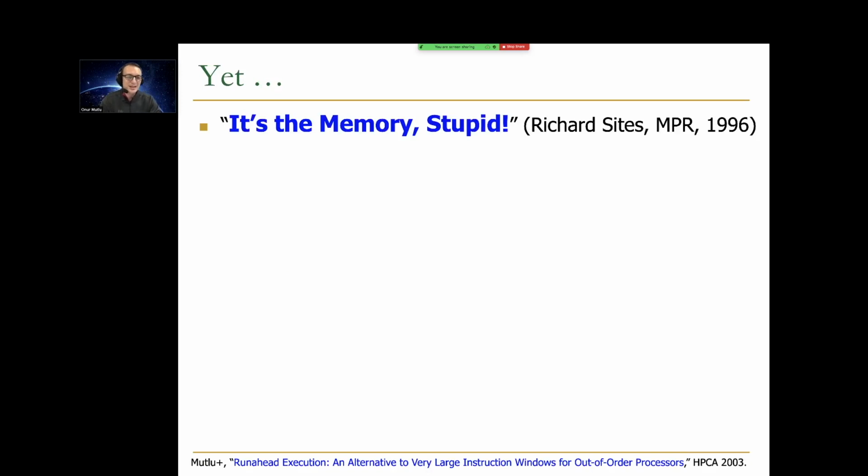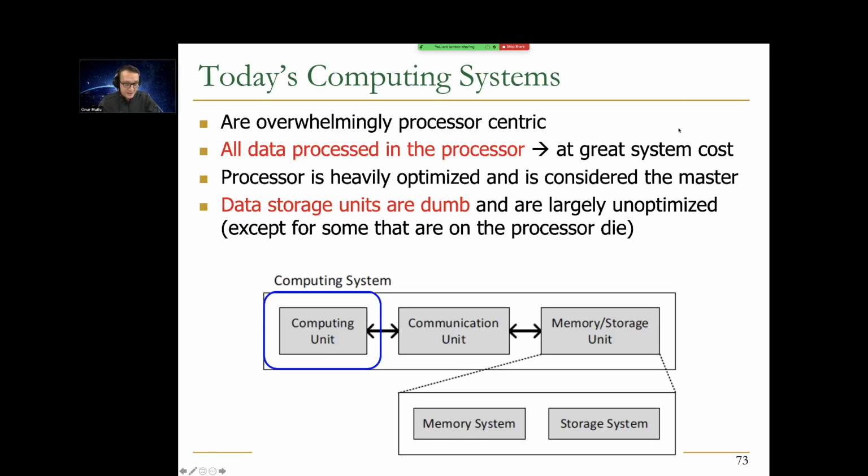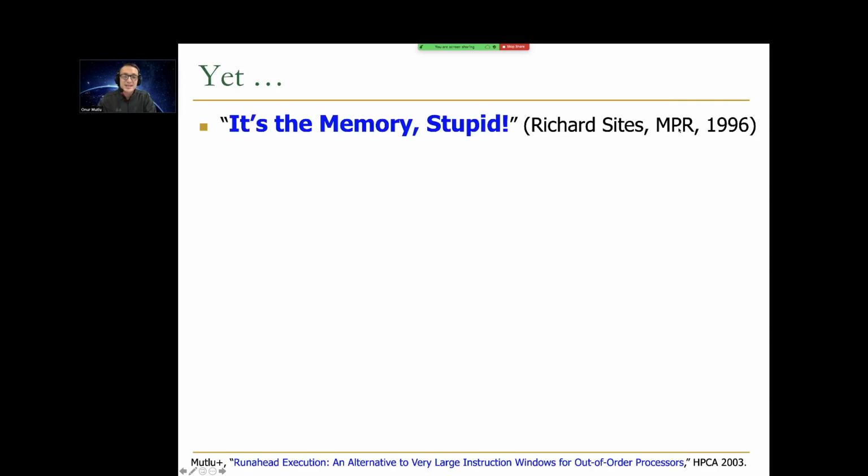So clearly, people have written a lot of papers related to this. This is something that I would recommend. This is Dick Sites, who designed the Alpha processors in the 1990s, the cutting-edge processors. Later, he wrote this one-page article in Microprocessor Report, where basically he said that the memory is stupid. That's the title of the article.